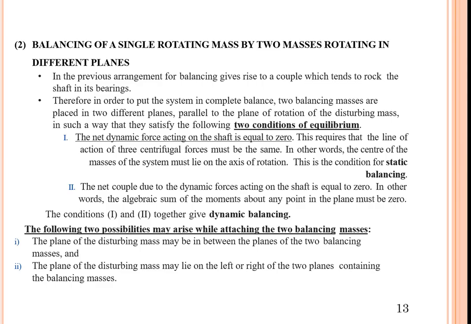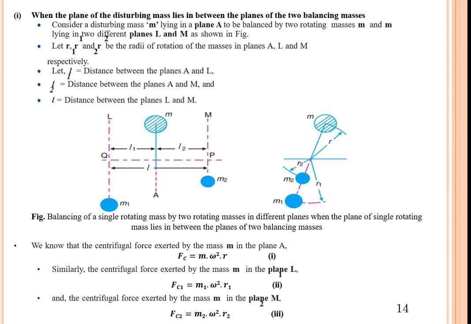What are the two possibilities that may arise while attaching the two balancing masses? The plane of the disturbing mass may be in between the planes of the two balancing masses. Or the plane of the disturbing mass may lie on the left or right of the two planes containing the balancing masses. When you take two masses placed at some distance, we have to add an intermediate mass so that it balances both masses.